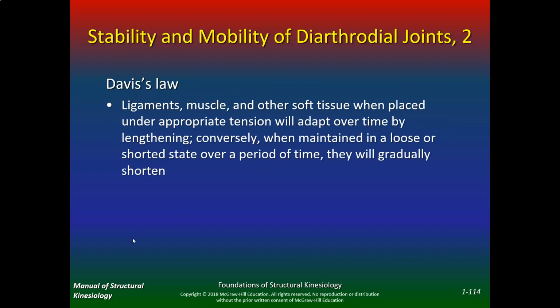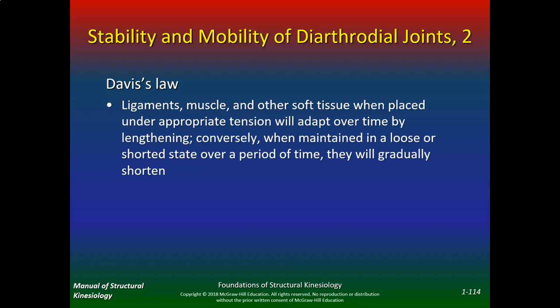All right. So Davis's law: ligaments, muscle, and other soft tissue, when placed under appropriate tension, will adapt over time by lengthening. Conversely, when maintained in a loose or shortened state over a period of time, they will gradually shorten. So Davis's law is basically if you use it, you'll maintain good mobility. If you don't use it, you're going to get real tight. So imagine if you never stretch your shoulder, never stretch your hips, well then the soft tissue, the ligaments and muscle are going to become tighter. That's Davis's law.